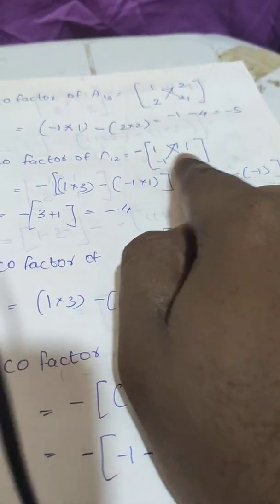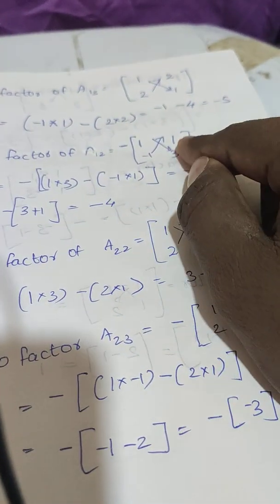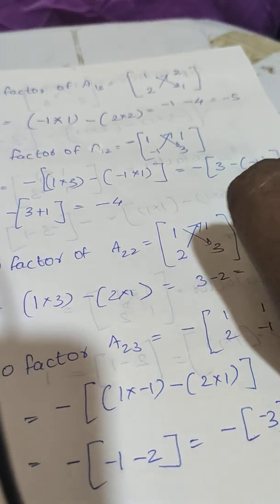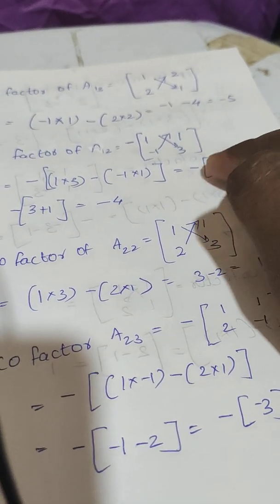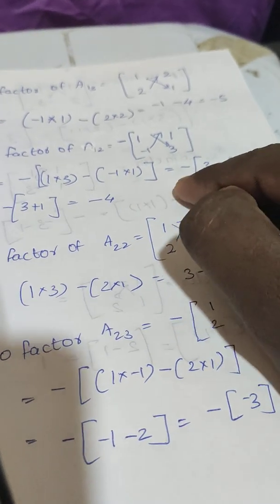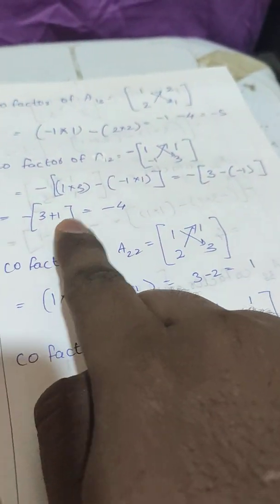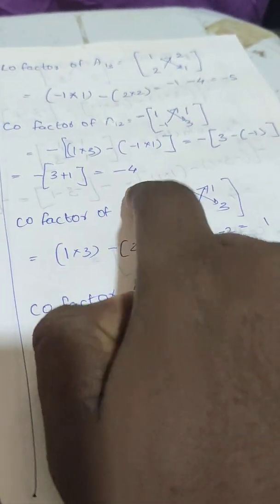So here I'm going to multiply, 1 into 3 is 3. And minus 1 into 1 would be minus 1. So here you'll have to put a minus because this is the second row and first element. So it's going to be a minus. So 3 plus 1, with the minus, will be minus 4. So this is your cofactor of the second row and first column.